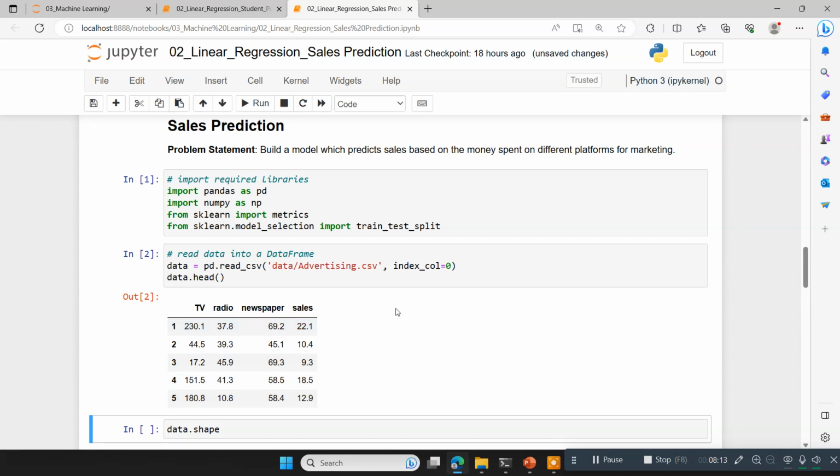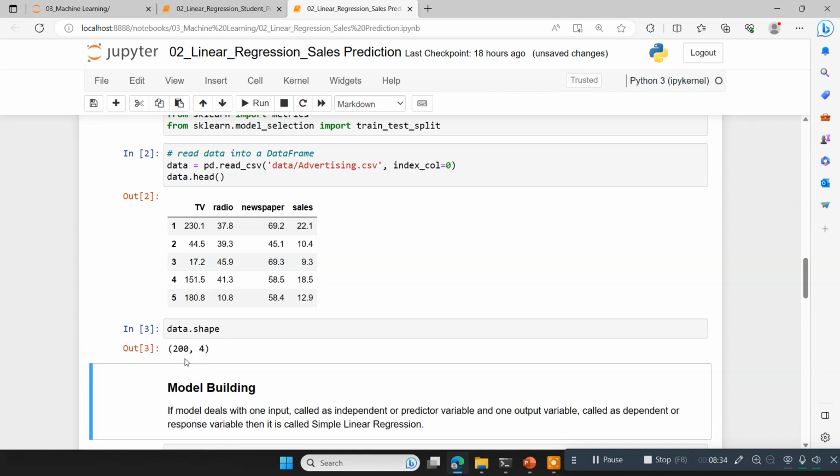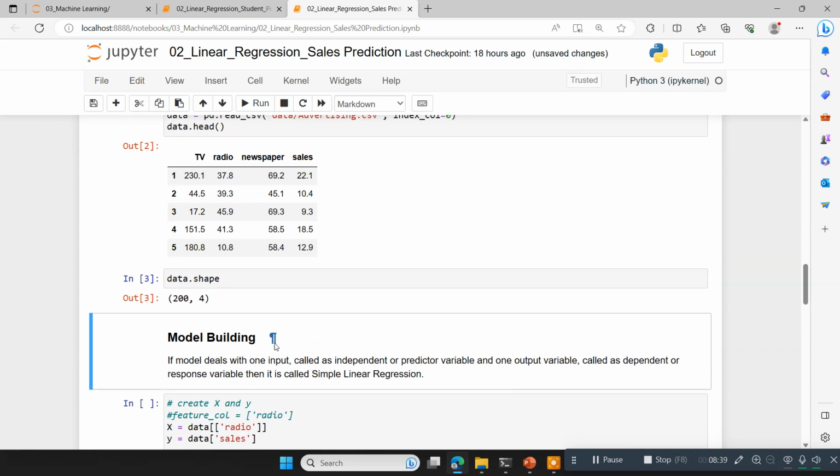As you look at the data, our target variable is sales. You have to make a decision for sales based on the money spent on TV advertisement, radio and newspaper. Then data.shape. Shape means the number of rows and number of columns. So here we have 200 rows and 4 columns. So this is clean data. We don't need to do any data pre-processing over here, so we can directly go for data separation next and then building a model.